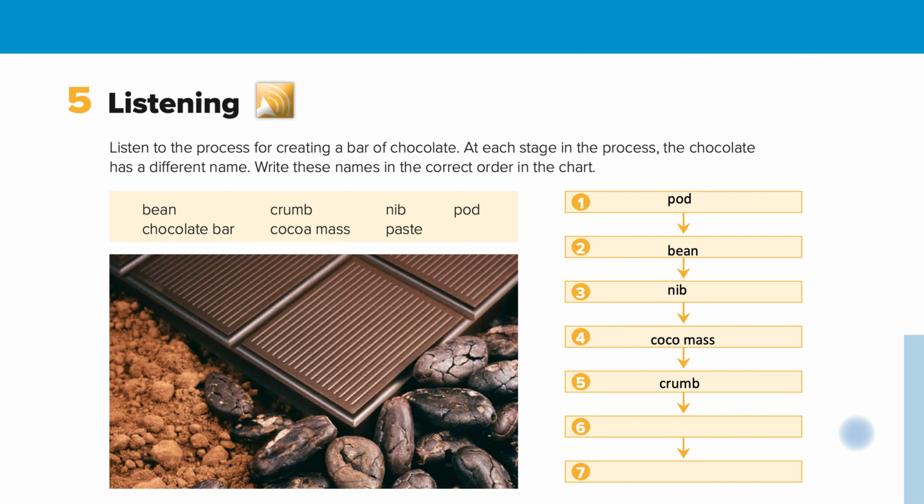Number 5 is called crumb. And number 6 is the chocolate paste. And the last one, or the final stage, is called chocolate bar. Okay, so if you feel that listening to this audio time is not enough, you can of course run the audio more than one time.